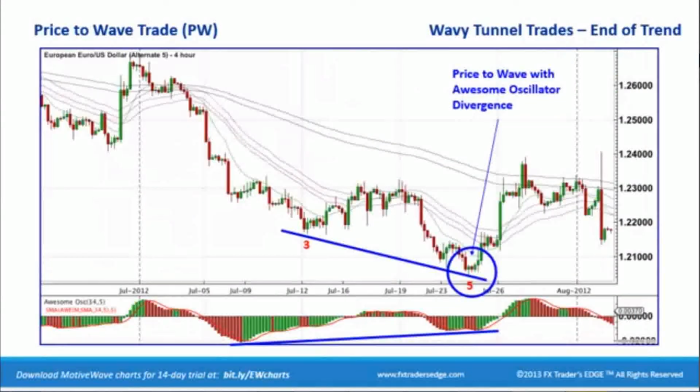The first wavy tunnel end of trend trade is called the price to wave trade, or the PW trade. When price is extended from the wave, and the awesome oscillator shows divergence between waves 3 and 5, a market reversal is imminent. The PW trade takes price back to the wave. It is a rubber band snapback trade, as price must snap back to the moving averages. Notice that we prefer that there is divergence before taking the PW trade.